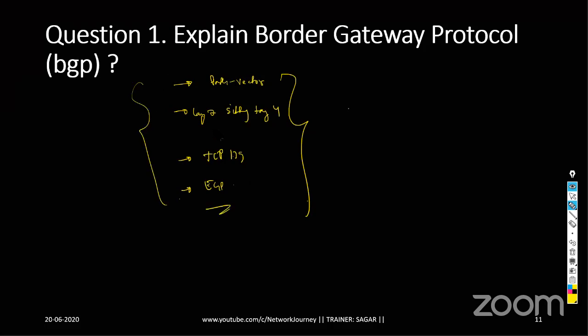If anyone has any additional point, you can let me know. I'll add it. Otherwise, I'll move on to the next question. So Sagar, I want to add that it is used to connect between two sites using the internet. Whenever we are using the internet to connect between sites, we can use BGP. We don't have any other option. Do you think there is any other option?